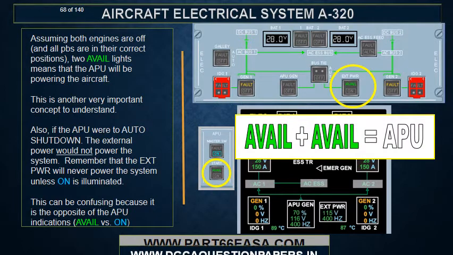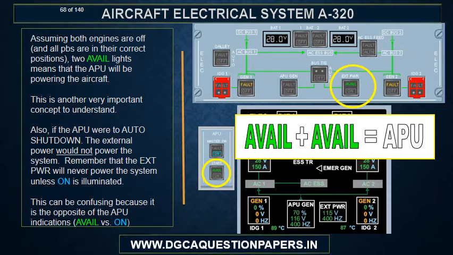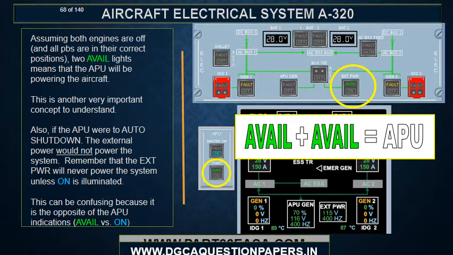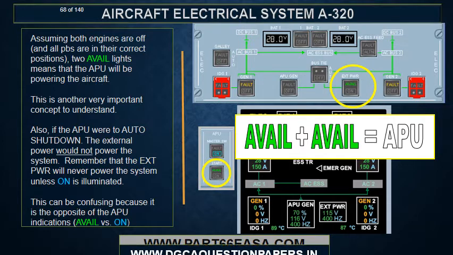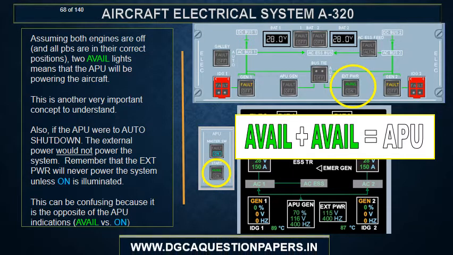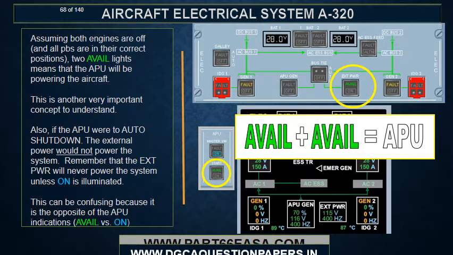Assuming both engines are off and all push buttons are in their correct positions, 2 avail lights means that the APU will be powering the aircraft. This is another very important concept to understand. Also, if the APU were to auto shutdown, the external power would not power the system. Remember that the external power will never power the system unless ON is illuminated. This can be confusing because it is opposite of the APU indications, avail versus ON.